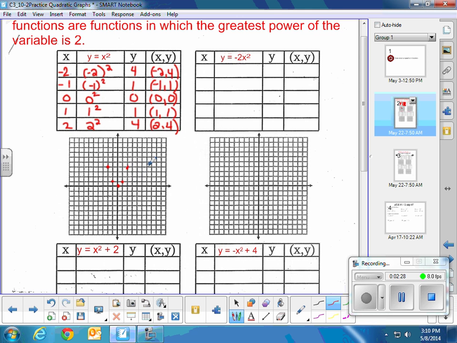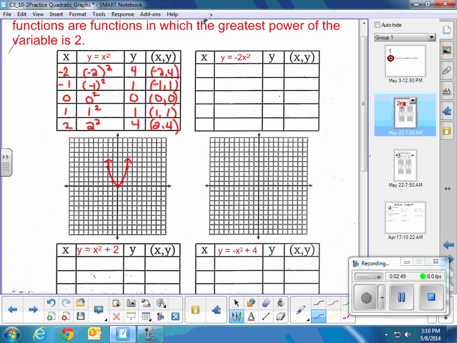You'll notice these points aren't in a straight line like they were in Chapter 9 when we were graphing linear functions. These are going to make a sort of U-shaped curve called a parabola. Parabola was one of the vocab words on your Chapter 10 vocab assignment. Let's move over to the next example.